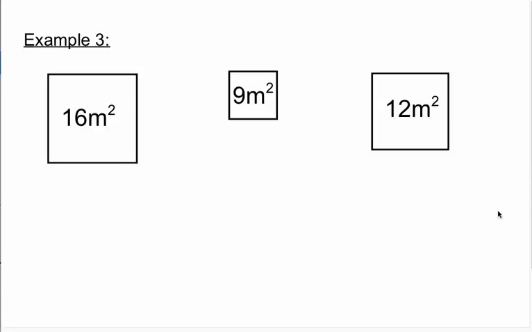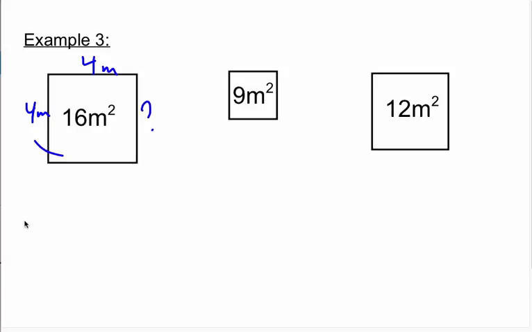Okay, we have a few squares here with the areas given. How do we find out what the side length is? Okay, so if it's 16, we know that if it's a square, we have the same sides all around, so we'd have this times this gives us 16. So what times what gives us 16? The answer is 4. Must be 4 on each side.